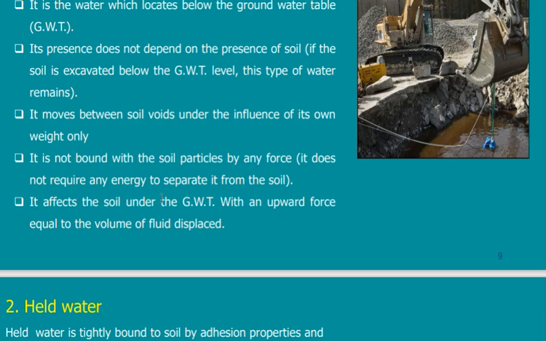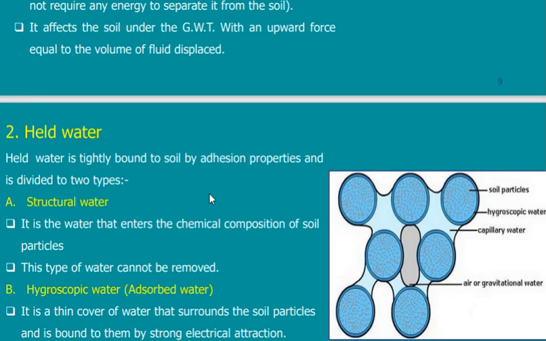It affects the soil under the groundwater with an upward force equal to the volume of the fluid displaced. It means that this water causes the upthrust force. This is the water that causes the uplift of any structure. Because it is free water, it is like water in a swimming pool. If you go in a swimming pool, you can swim. Why can you swim? Why do you not drown? Because there is uplift that carries you up. So this type of water has this property, and it can carry anything above it.